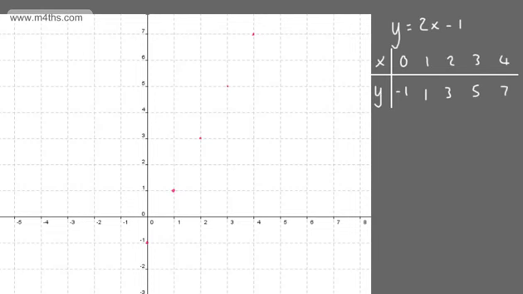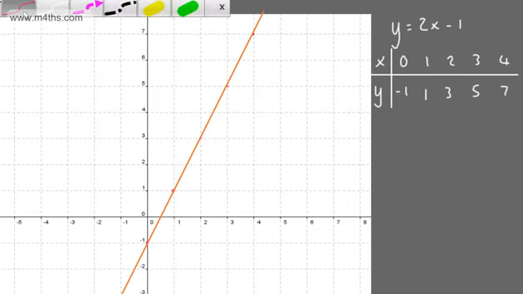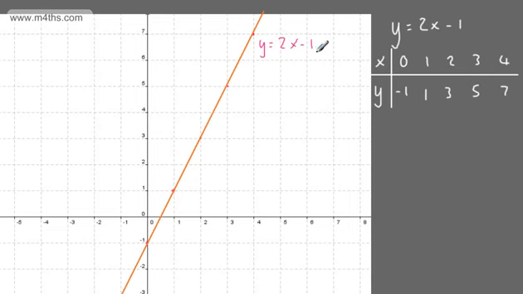All we need to do now is draw a straight line through these points, ensuring that our graph continues off the paper. Don't stop it anywhere. What we'll end up with is something looking approximately like so. So don't just draw half a line that stops somewhere on the page. This will continue for all values, and that's fairly accurate, okay? And then all we need to do now is label this y is equal to 2x minus 1.